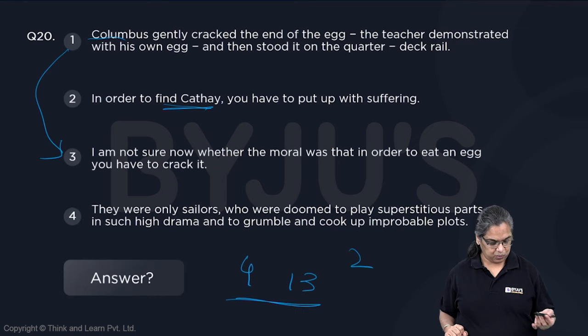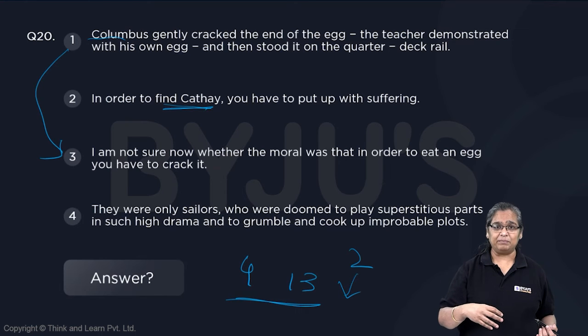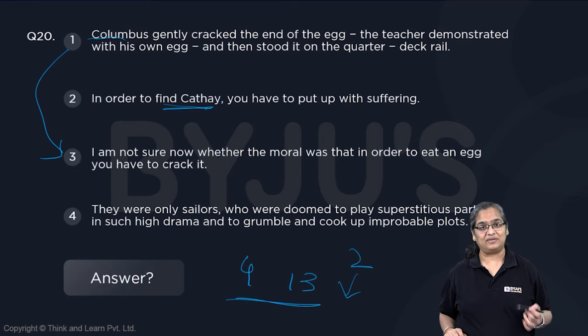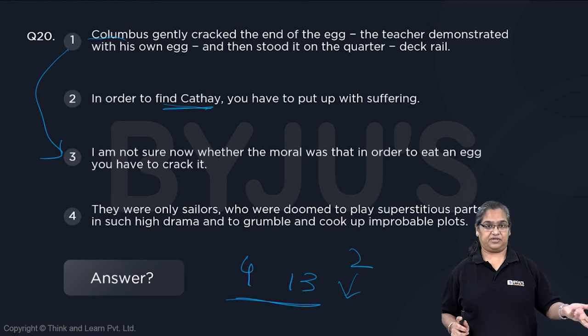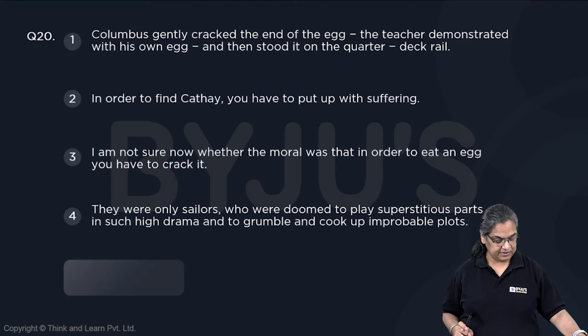I don't know where to put 2. What is this Cathay? All right. Columbus probably was trying to tell about, through the egg example, that in order to find Cathay, whatever Cathay was, you have to suffer a bit. So let me put 2 at the end. Right? Because it doesn't fit anywhere else. So put it at the end. Is 4, 1, 3, 2 the answer?